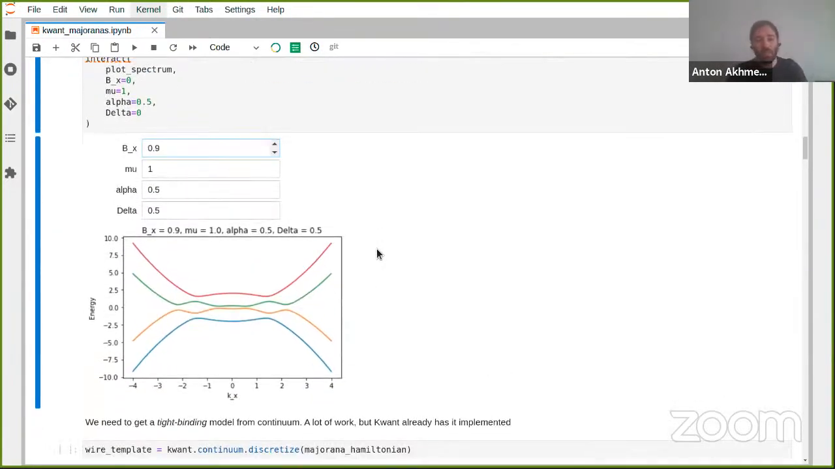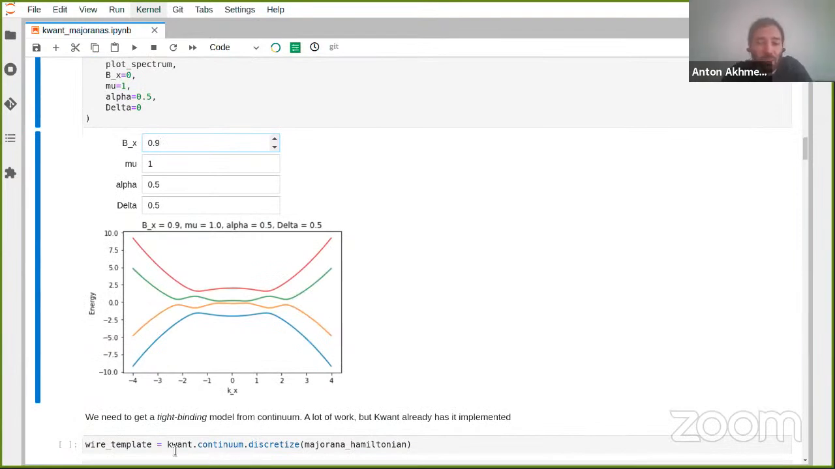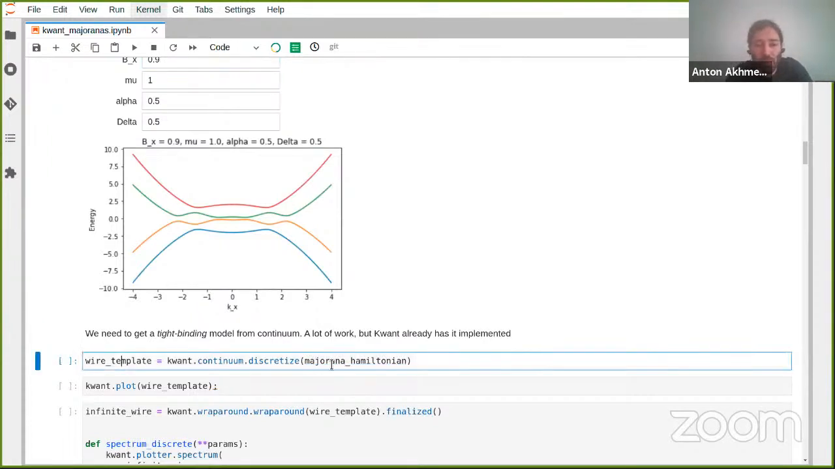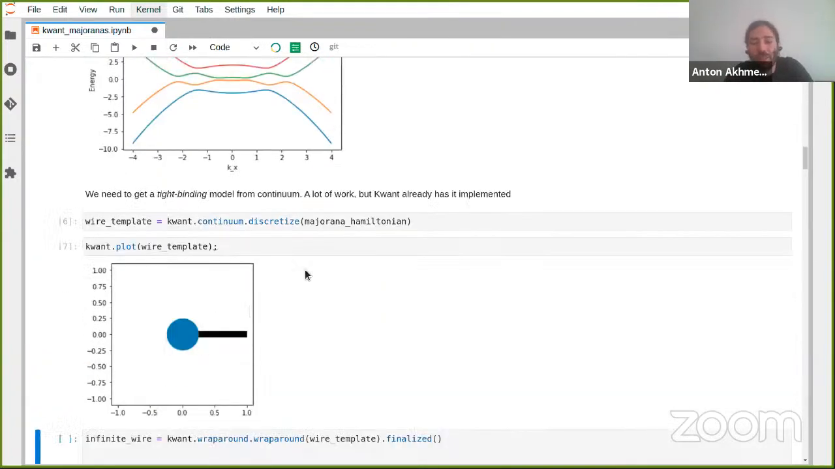So now this is where Kwant enters into play. As a reminder, the Majorana Hamiltonian is just the expression I introduced before. I'm going to introduce a template, and I'm going to ask Kwant to discretize this Majorana Hamiltonian. That gives me an infinite system because the Hamiltonian depended on momentum. And in tight binding language, the system contains one site that is repeated infinitely many times and one hopping, the nearest neighbor hopping.